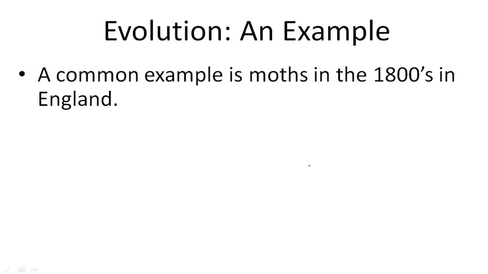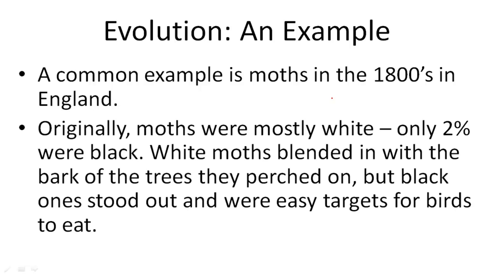So, we're going to talk about moths in the 1800s in England. Originally, moths, which are little insects that kind of look like butterflies, were white, and they blended in with the bark of the trees they perched in. So the trees had white bark, and you couldn't see the moths because they were the same color as the tree. But the black ones stood out, so they looked like this except black. And so the birds could come and eat those moths, but they wouldn't see all the white ones that were all over.